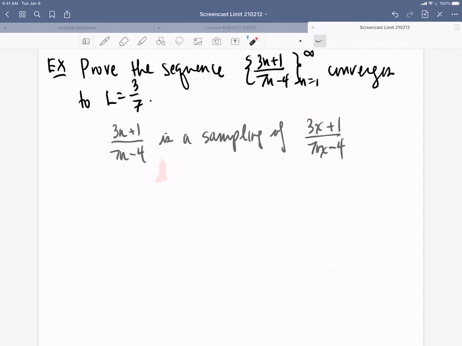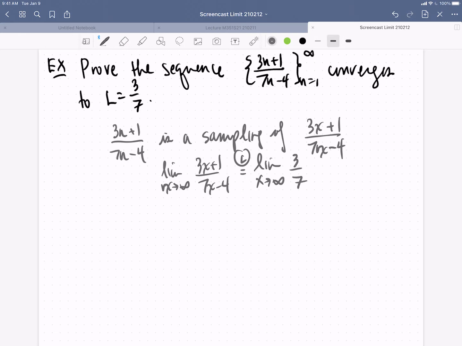L'Hopital's rule says the limit as x goes to infinity of (3x + 1)/(7x - 4) is, well, since the numerator goes to infinity as x goes to infinity, and the denominator goes to infinity as x goes to infinity, this limit is an indeterminate form of type infinity over infinity. So we can apply L'Hopital's rule, which says the limit, if it exists, is the same as the limit of the derivatives of the numerator and the denominator. The derivative of the numerator is 3, the derivative of the denominator is 7, so indeed the limit is 3/7. That's from Calc 1.